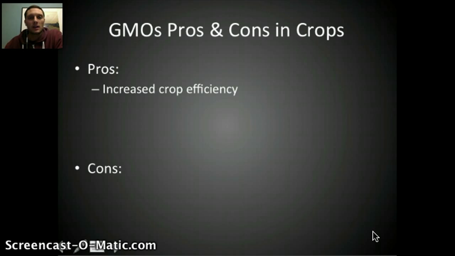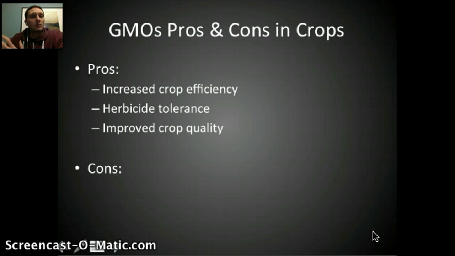And really, this is looking at the efficiency of how much food is able to be produced per land. By modifying organisms, we can increase the overall production of crops, the overall efficiency in producing crops. As I said earlier, there's also herbicide tolerance, improving the quality of crops, and production of biofuels.